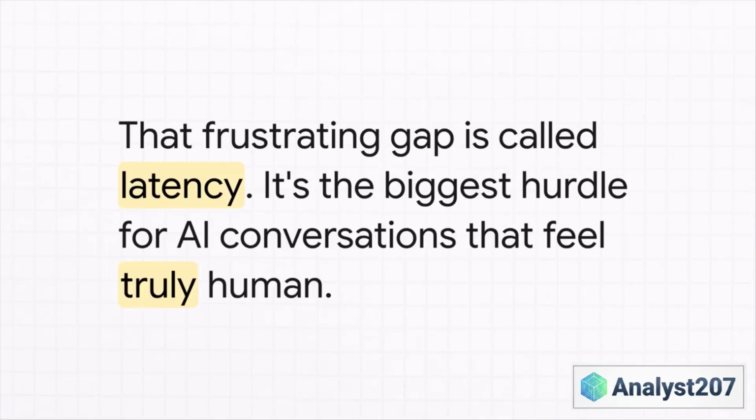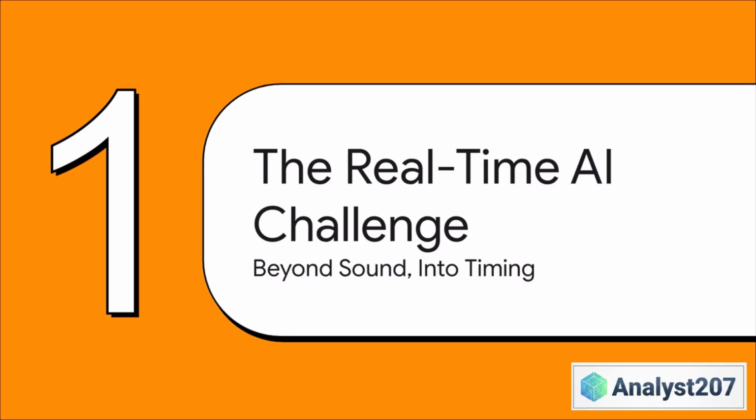Well, that gap, that super frustrating pause, it's got a name. It's called latency. And honestly, it's the biggest roadblock we have right now. It's what's stopping AI chats from feeling truly human. It's kind of like this ghost in the machine that we've just got to get rid of. So we're heading into the real challenge of real-time AI.